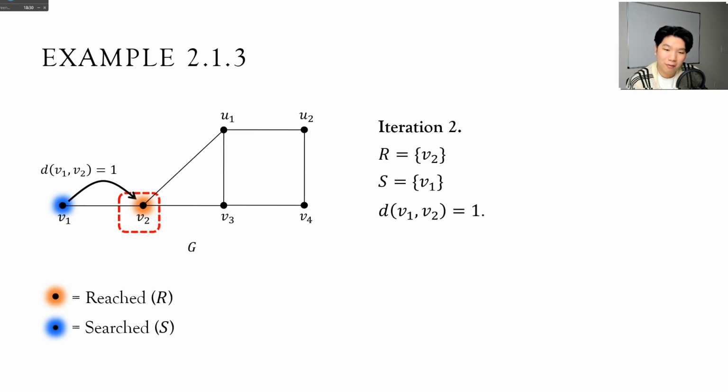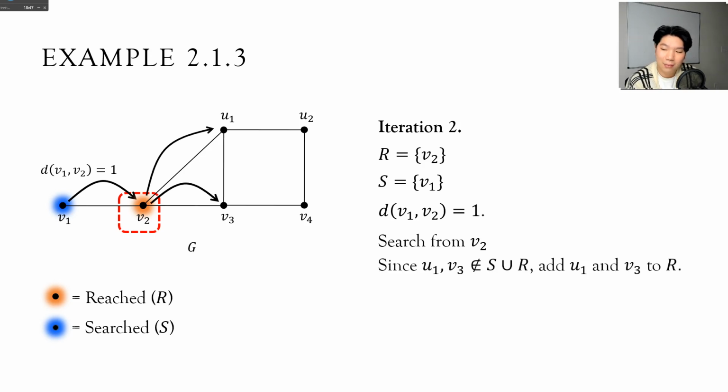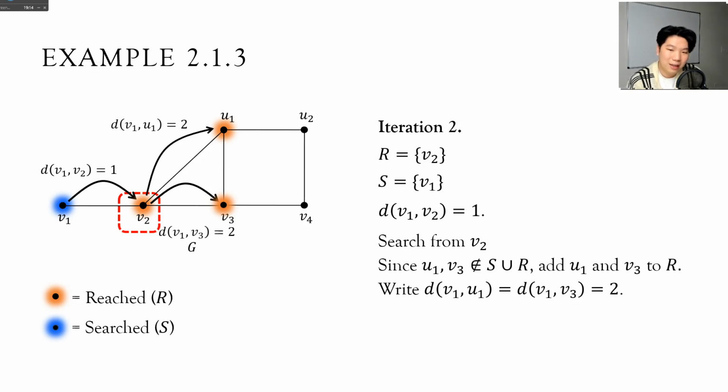Once again, I'm going to search from V2. So in this case, V2 has two untouched edges, or two vertices. And since these vertices are not in R and not in S, I can add them to R. So here, since U1 and V3 do not belong to S union R, I can add those two vertices to R. In other words, I can reach them with my current vertices. So now I'm coloring them in orange. And then I can assign them a distance of another plus 1, or in this case, 1 plus 1, I get 2. So U1 and V3 have distance 2 from V1.